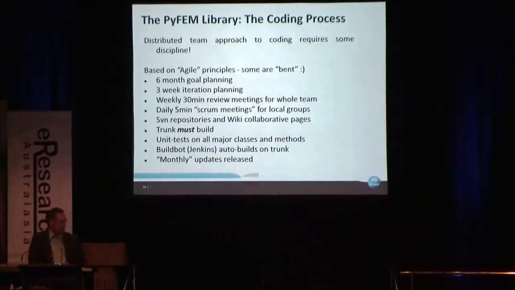Our coding process was, as we found out, based on Agile. We bent the rules a little bit occasionally, but the essential idea was to have a 6-month goal planning. We'd work in 3-week iterations. We still do. And at the iteration planning meetings every 3 weeks is when you add issues that are going to then be either tackled or delayed for a later period.